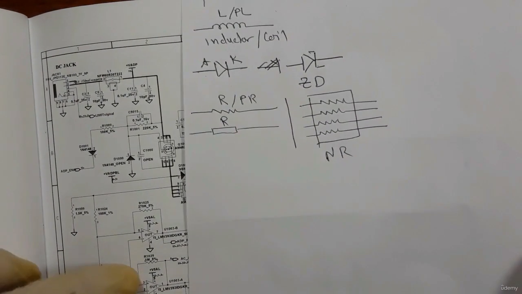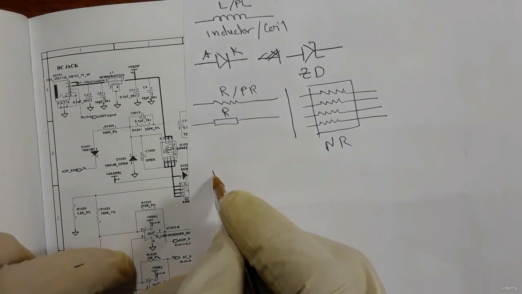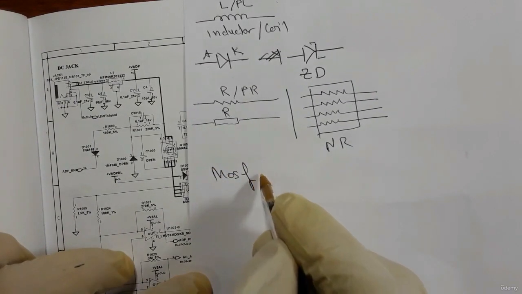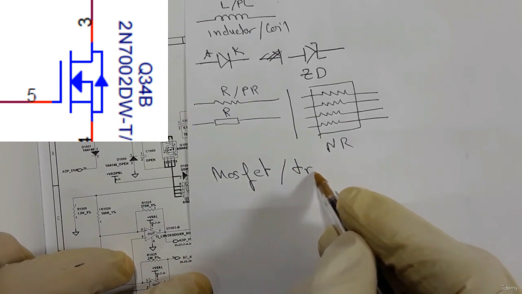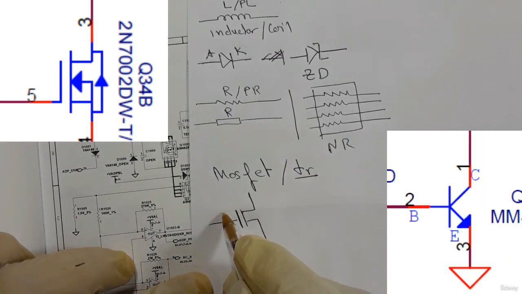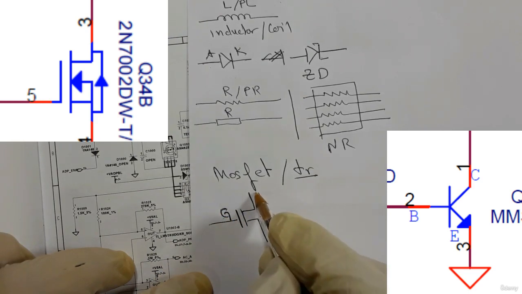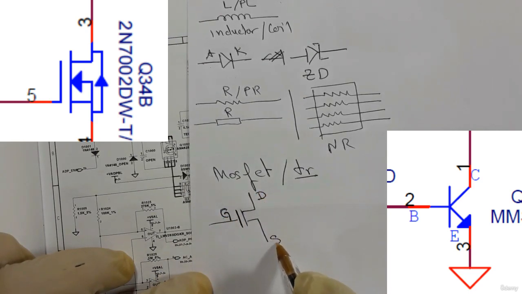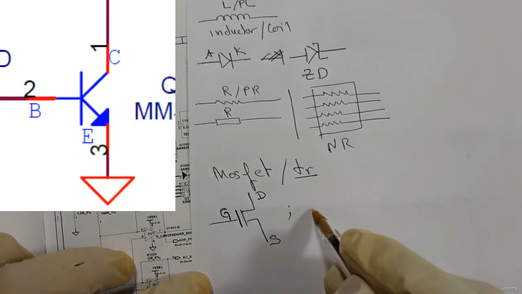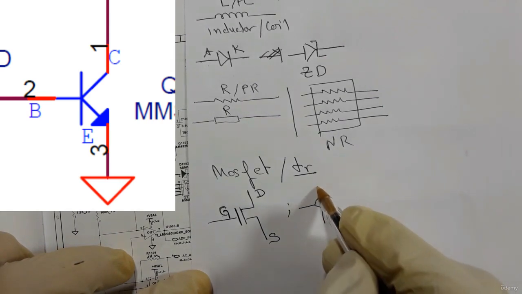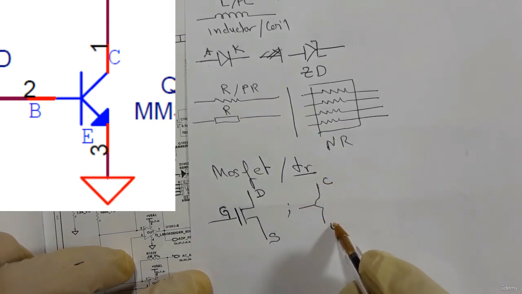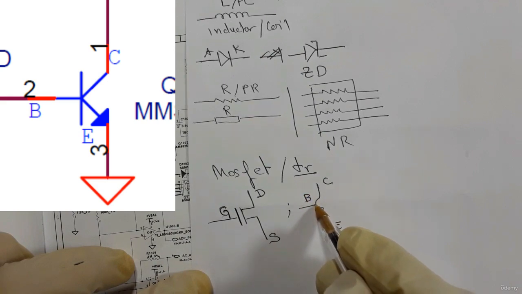So we can also find the MOSFET in the motherboard, or we can find a transistor. The symbol for the MOSFET is this. We have here the gate, here the drain, and here the source. Or you can find the transistor, as you can see here, with the collector, emitter, and base here.